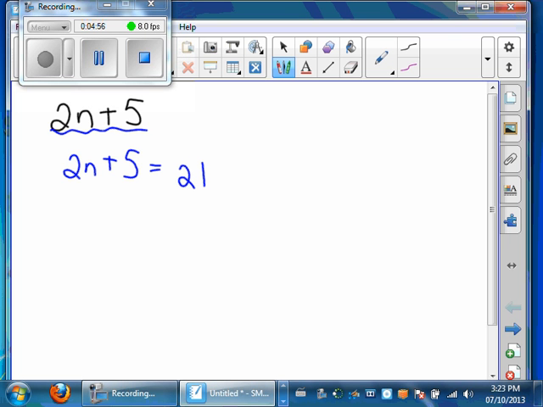Now we have ourselves an algebraic equation, because we've got two sides here and we've got an equal sign in the middle. 2n plus 5 equals 21. All right, now, where do we go from here? Well, if you remember back to when we did integers, we remembered the concept of zero pairs. And one of the first steps that we want to do is we want to get n by itself.